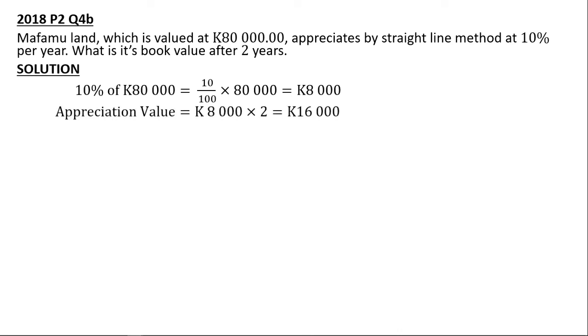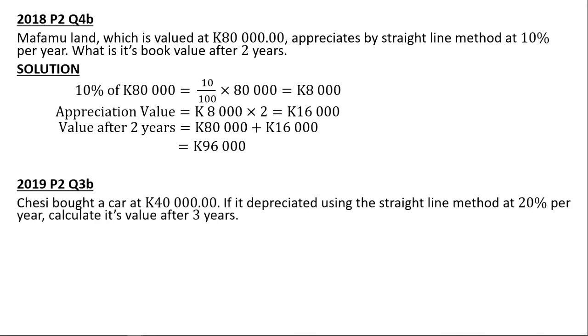The appreciation value after 2 years was 8,000 kwacha times 2, which gives us 16,000 kwacha. So the value after 2 years is the cost price, which was 80,000 kwacha, plus the appreciation value, which was 16,000 kwacha. Therefore, the value after 2 years was 96,000 kwacha.